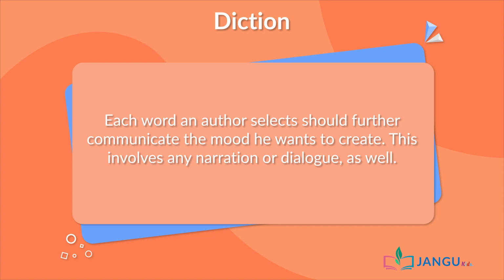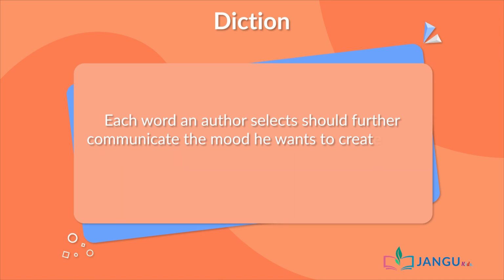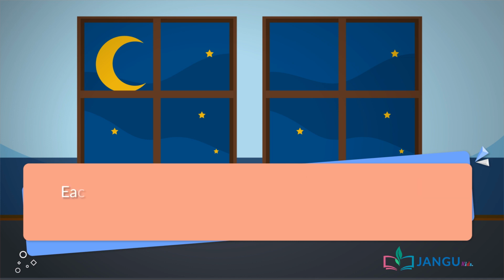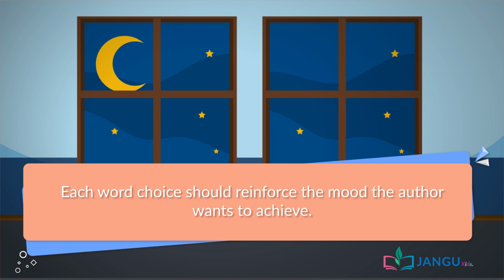So this involves any narration or dialogue as well. For example, it would be very strange for the author to try to create a sad mood to have an exclamation of excitement in his dialogue. Each word choice should reinforce the mood the author wants to achieve.